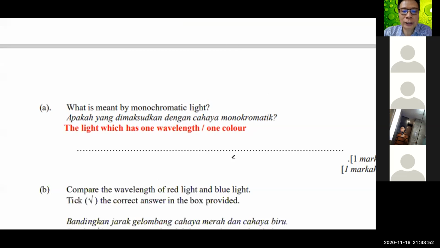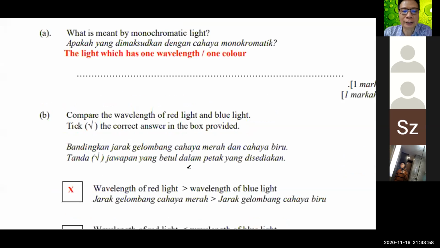Blue. Which one has the bigger lambda? Red light. Yes, correct. Red light is bigger than the blue light. So first one, the wavelength of the red light is bigger than the blue light, okay?